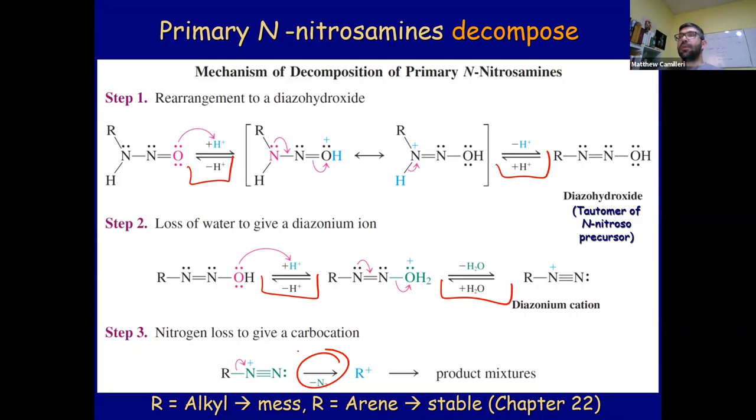But sometimes it might not be completely possible. Okay? Sometimes you might need some extra help, some extra information. In this case, it will decompose and give off nitrogen. Once it gives off nitrogen, then the reaction cannot be reversed. So let's speak about the mechanism.